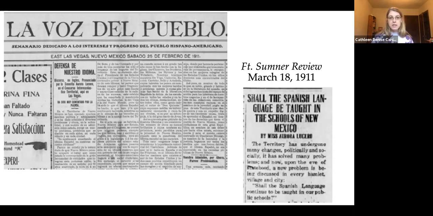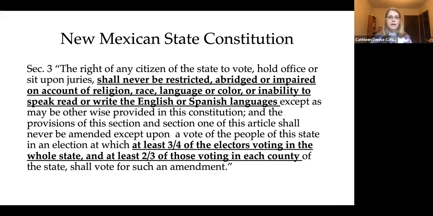So those politicians writing the Constitution make sure to include protections for Spanish language rights and freedom of religion, right? So in contrast to what Congress wanted. And you can see this is really powerful language about protecting rights, right? Shouldn't be restricted in terms of religion, race, language, or color, or illiteracy in English or Spanish, right?